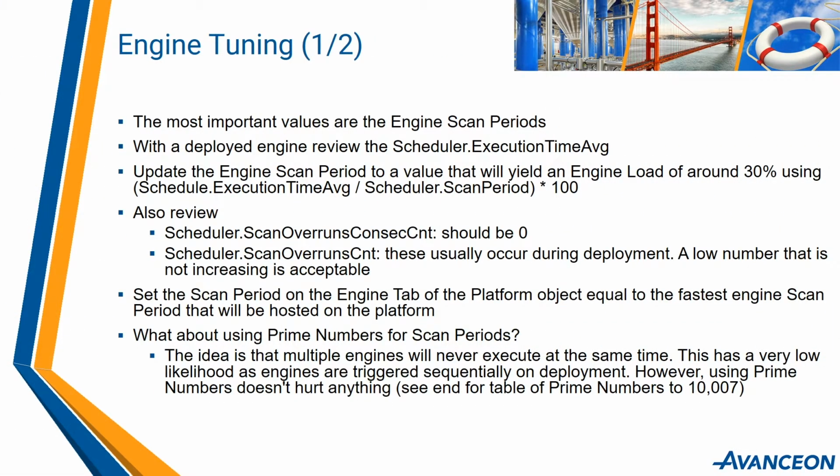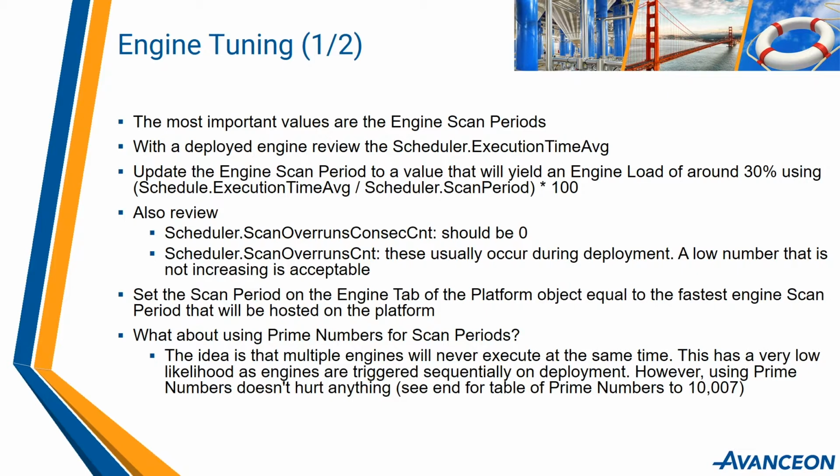Engine tuning. The most important values are the engine scan period. So with a deployed engine, review in Object Viewer the scheduler.execution time average. You should update your scan period so that the value will yield an engine load of about 30%. It's also worth reviewing the overruns consecutive count, as this will tell you if your scan period's too fast for what you're running. A low number that's not increasing is acceptable.